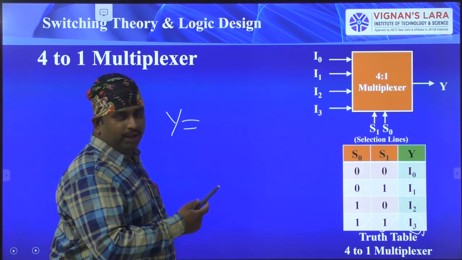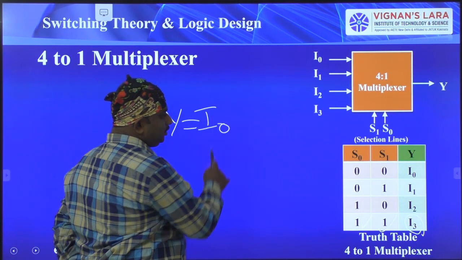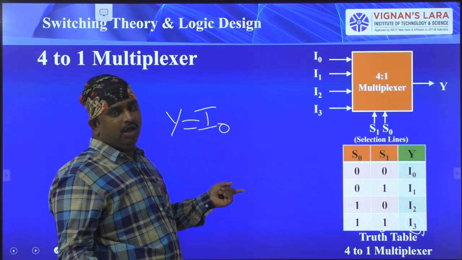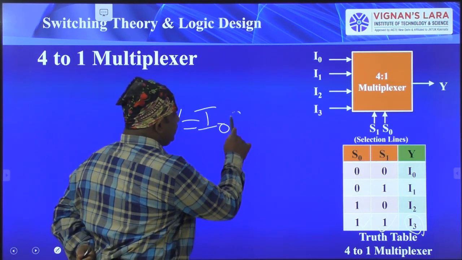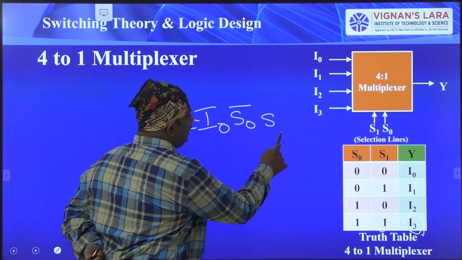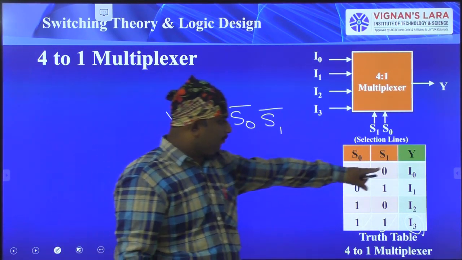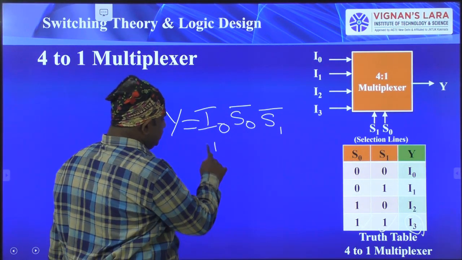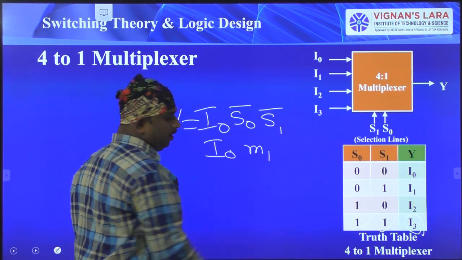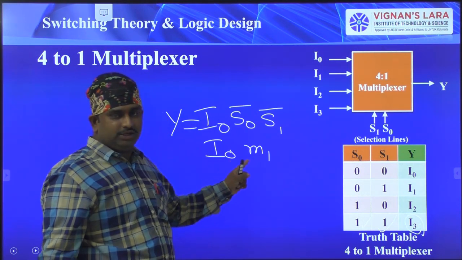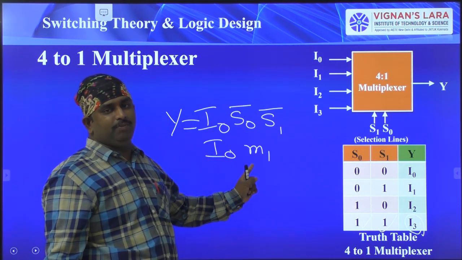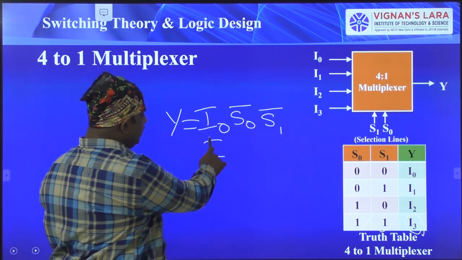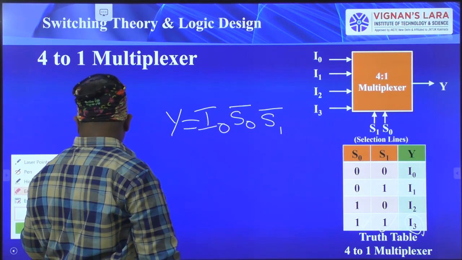If y is equal to the first one, I0, that is the output. If it is 0, nothing happens here. So I0 into S0 bar into S1 bar, this is the first term. If it is 1, it is completely based on the minterm. See here, this is I0 and this is the small m1. If it is 0, there is no term. If it is 1, only m1 will be available. So there is no doubt about this function.